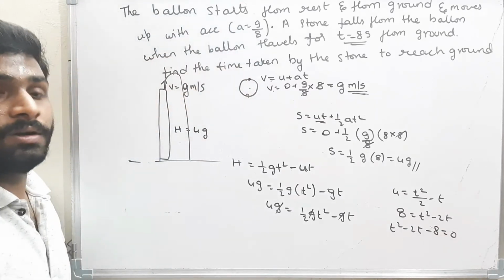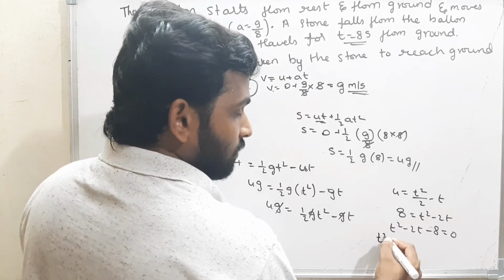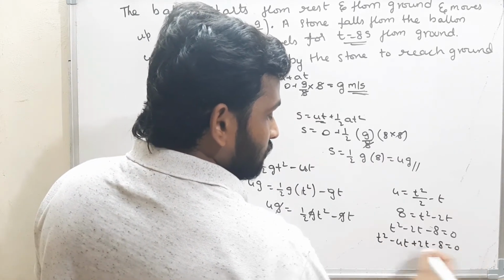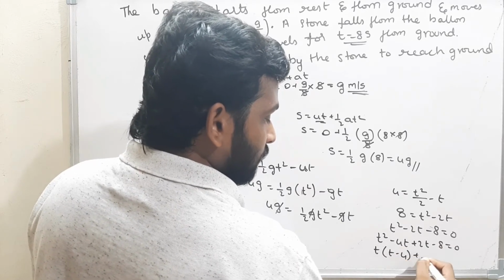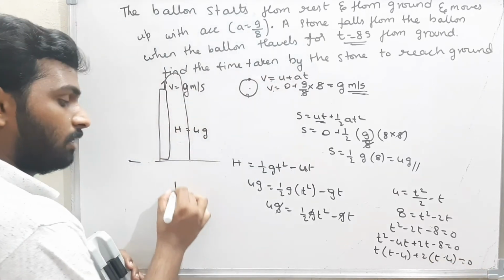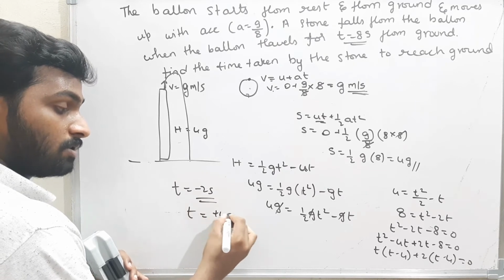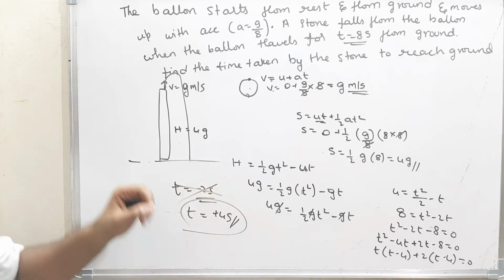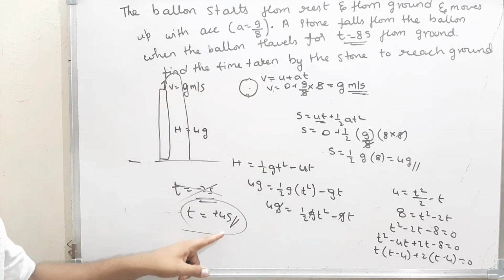Now how can I write that? I can write that equation as 2 fourths. Therefore I can write t square minus 4t plus 2t minus 8 equal to 0. Therefore t I took common, I have t minus 4. If I took 2 common, t minus 4 equal to 0. Therefore what is the time? Time I got as minus 2 seconds, and the other time I got as plus 4 seconds. Time can't be negative. Therefore what is the time? The time taken by the stone to fall from the balloon to ground is 4 seconds.